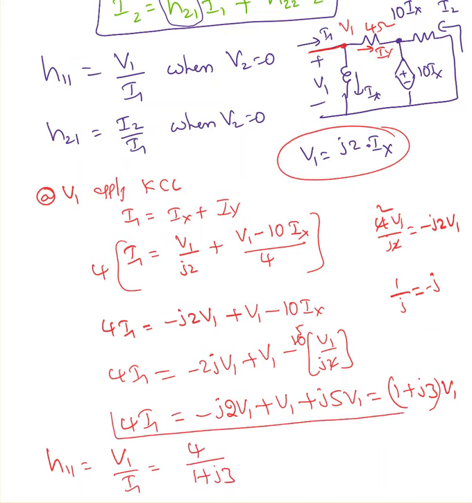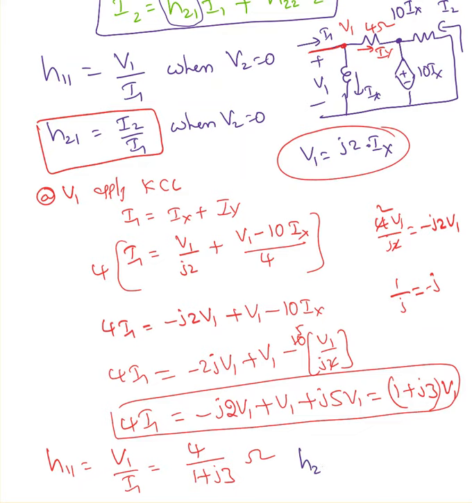Okay, this is from this equation. From this equation I defined this is in ohms, 4 over 1 plus J3. Okay, that's my H11. Now I'm going to find H21. Now H21 is nothing but I2 over I1. Okay, so H21 equal to I2 over I1.